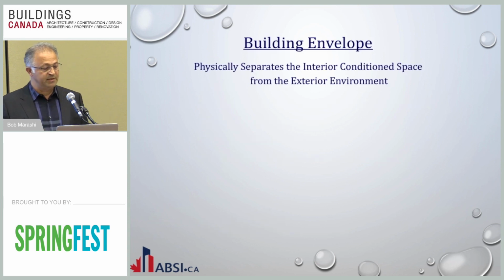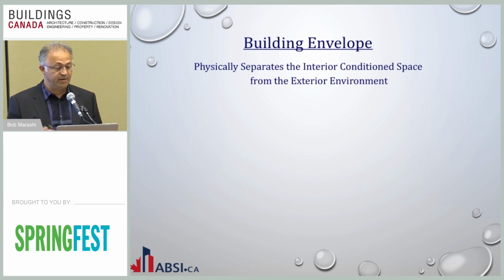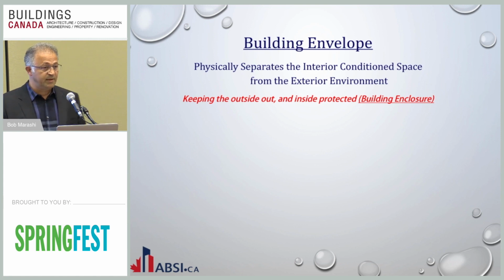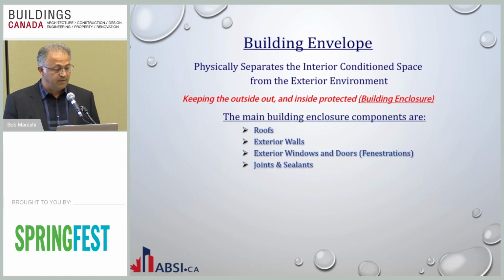Building envelope basically is physically separating the interior condition of space from your exterior environment. It's a separator. It's basically keeping the outside out and the inside protected. That is your building enclosure. Some of the main components of building envelope are roofs, exterior walls, windows and doors, which are called fenestrations, and a very important part, joints and sealants.